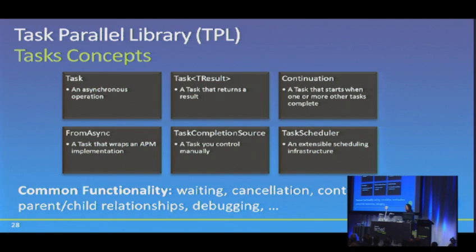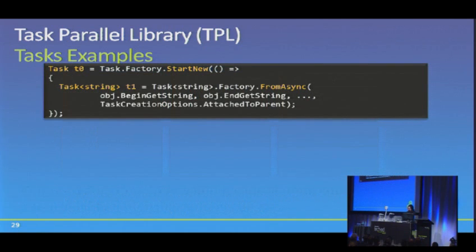You've also got this FromAsync method that allows you to take a pair of begin-end methods. For example, a web request has BeginGetResponse and EndGetResponse, and you can bundle that pair of methods up into a task using FromAsync. You can then manage that task as a unit of work rather than having to worry about the details of managing and coordinating those two methods. You can also control scheduling to some extent, so the TaskScheduler is an extensible infrastructure for that, and continuations allow you to chain tasks together. As one task completes, it kicks off another one.